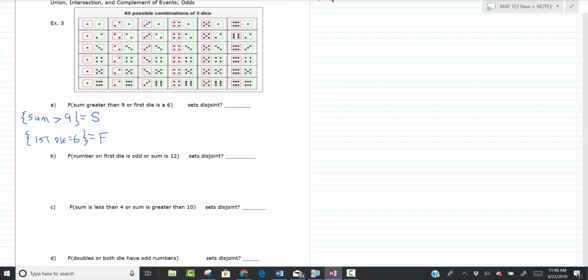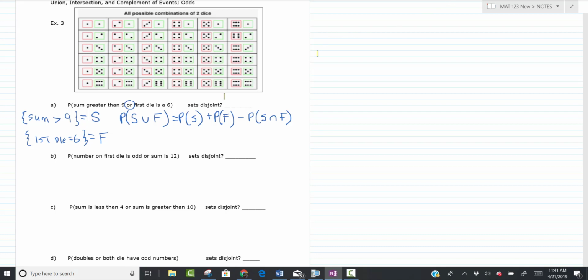What we're going to do is just apply this formula. So let's write down the formula. What we're doing is an OR probability. So we're doing the probability that the sum union first die is 6. That's a union. According to the formula, you add the probabilities, then you subtract off the intersection. Like that. It's all a matter of counting.